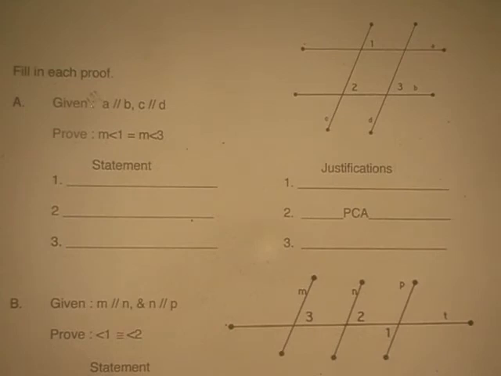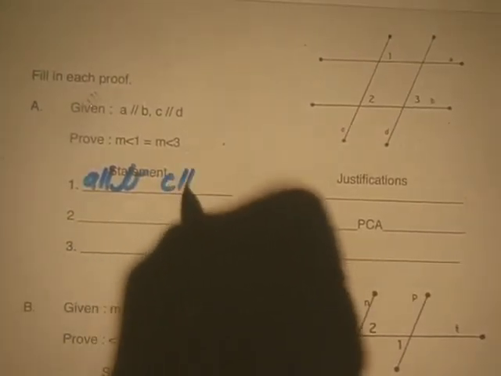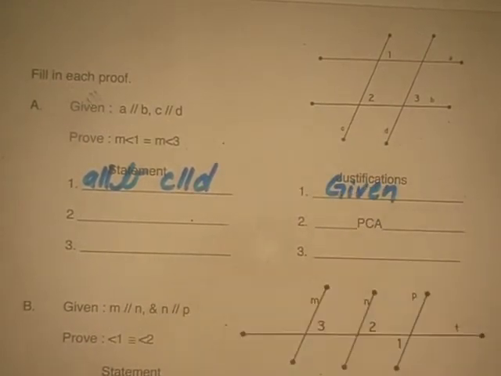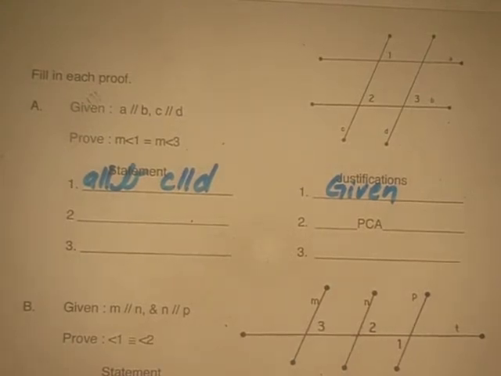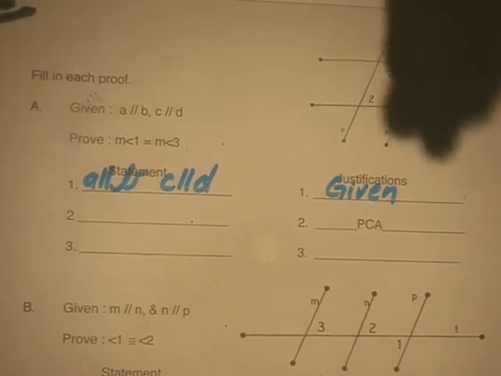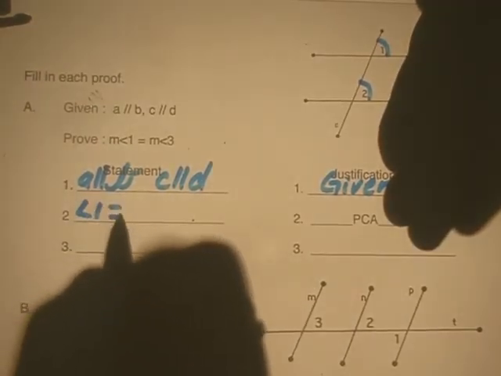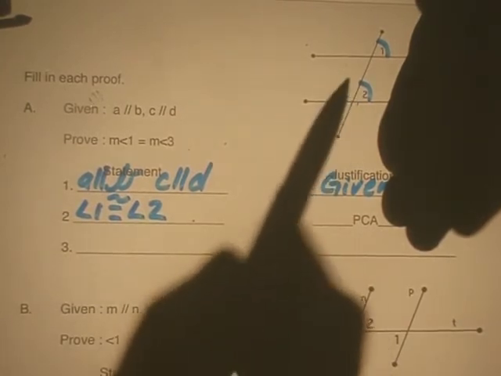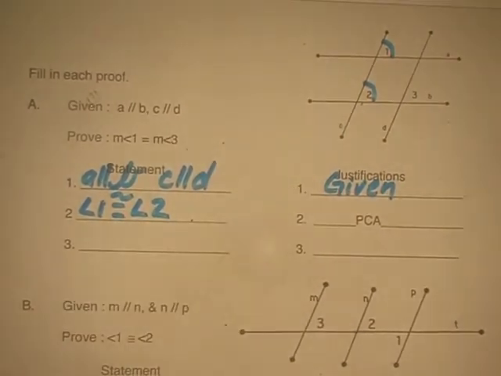And now on the last page we have a couple proofs. We start out with our given. A is parallel to B. C is parallel to D. Well, if we have parallel lines, we're going to have to come up with some angles that are congruent. And if we look at this transversal, we can say angle 1 is congruent to angle 2. And that's because we started with the parallel lines. Corresponding angles are congruent.